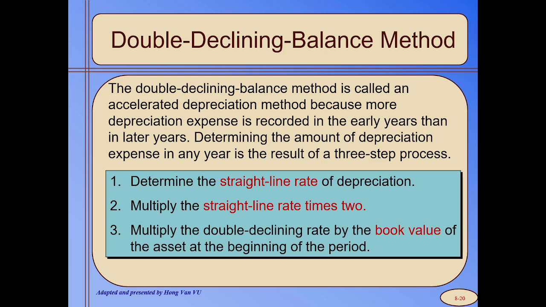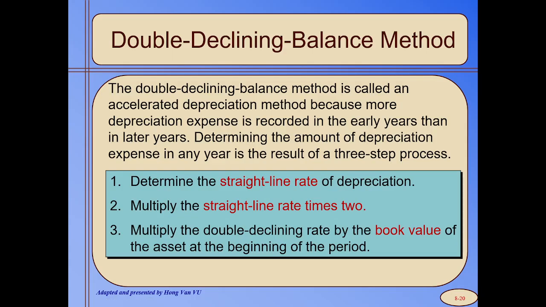Now we move to the next method. We call this the double declining balance method. Determining depreciation expense under the double declining balance method is a three-step process. First, we calculate the straight line rate of depreciation. We do this by dividing the useful life into 1.